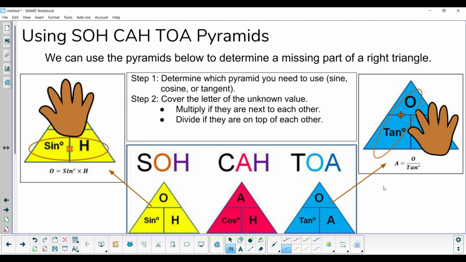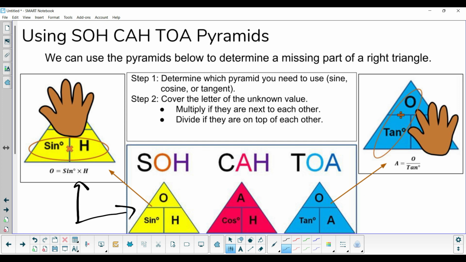So going back to this, we're going to use SOHCAHTOA pyramids. So the triangles or the pyramids, however you want to call it. I like to call them triangles because they look like triangles to me. To determine when you're going to multiply, when you're going to divide, and how to find in an easier way your missing value. So for example, when we have a right triangle and you're looking for the opposite side, let's say we're going to use this as an example with the yellow, the sine information.